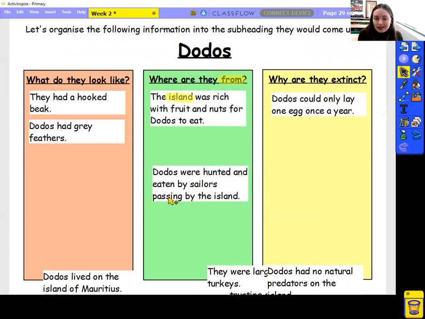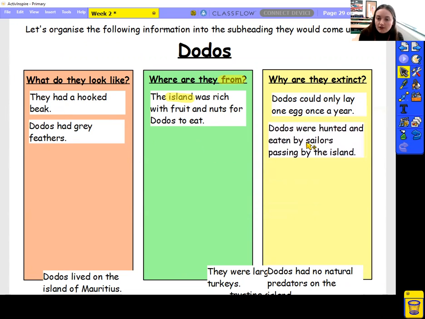Dodos were hunted and eaten by sailors passing by the island. So the dodos were getting eaten. Oh no. Does that tell me what they look like, where they're from, or a reason for why they might be extinct now? Fantastic, that's another reason for why they are extinct. If the sailors that were passing by were hunting the dodos and killing them, then that would explain why there might not be any now.